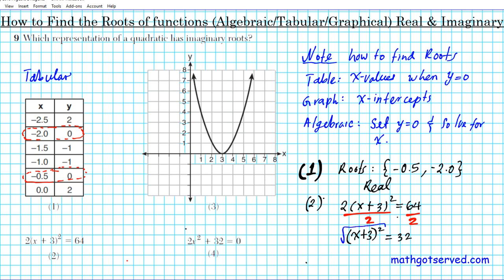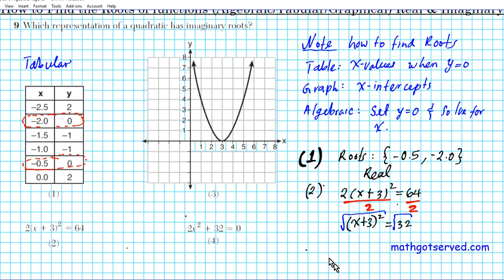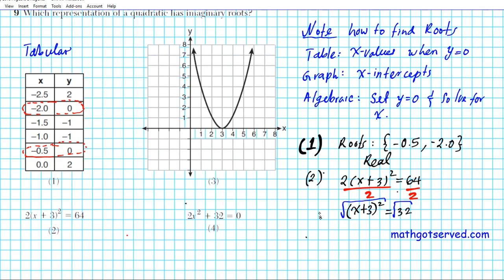Square root, square root. And then we have x plus 3. Now, if you take the square root of a square, don't forget to add on the plus or minus component, plus or minus root 32. And then you subtract 3 from both sides. Your roots for option 2 are negative 3 plus or minus root 32. Now, since you're not taking the square root of a negative number, there are not going to be any imaginary components here. All right, so your roots for option 2 are real.